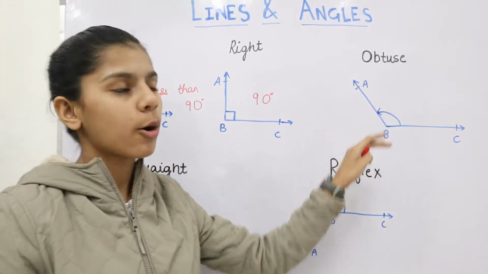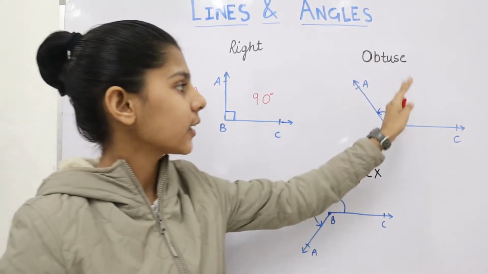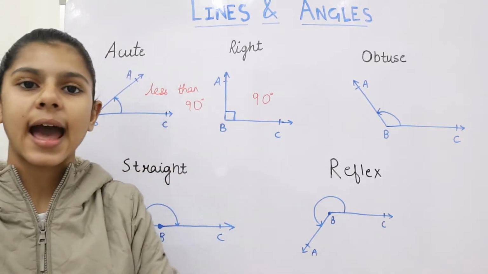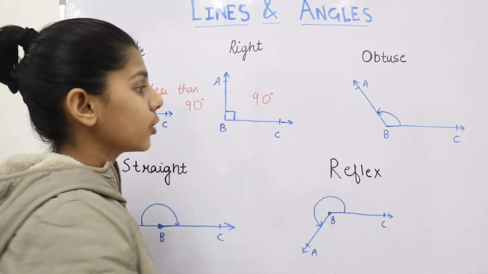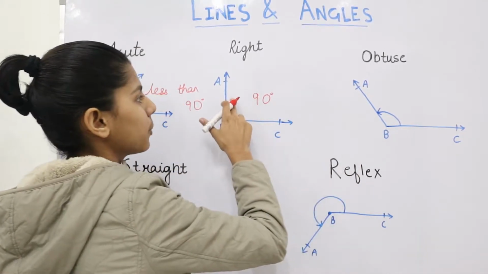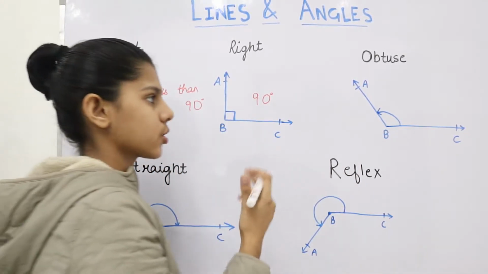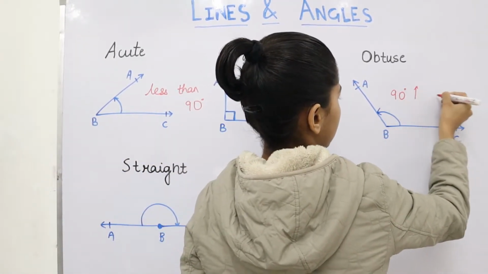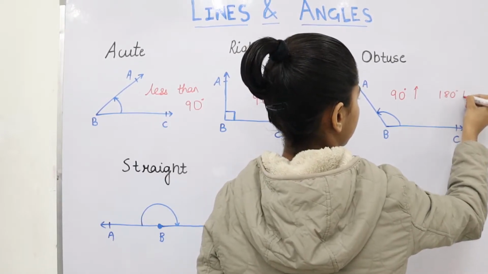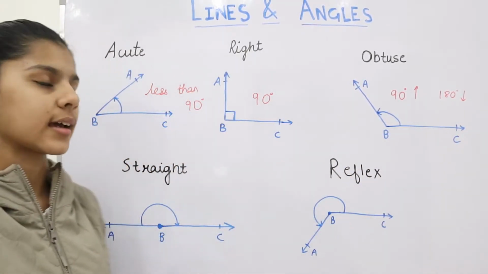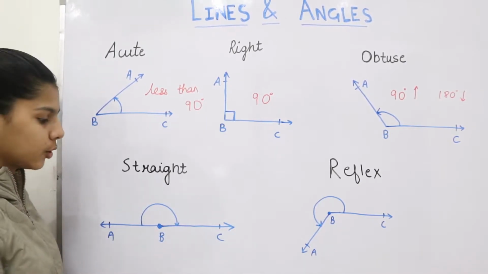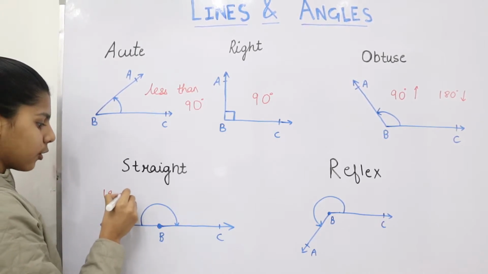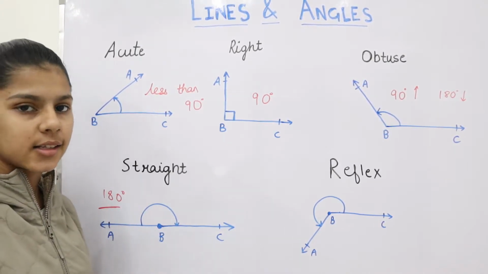Then obtuse angle. Obtuse angles are those angles which are greater than 90 degree but less than 180 degree. 180 degree means angle on a straight line. So it will be less than 180 degree but greater than 90 degree. Those are obtuse angles. Then straight angle, I have told you, an angle on a straight line forming a 180 degree angle. So 180 degree angles are straight angles.